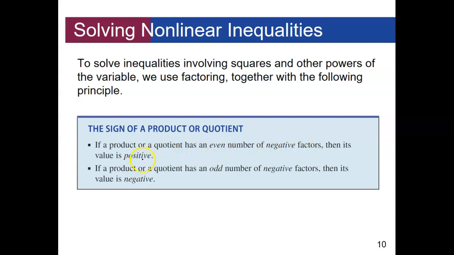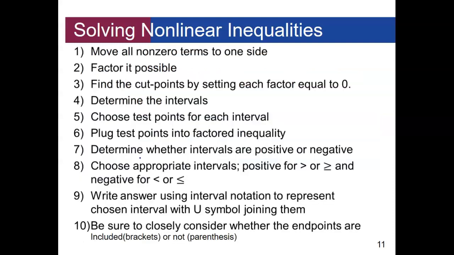That's just saying that two negatives multiplied together give us a positive. Three negatives multiplied together gives us a negative. We're going to be using that concept quite a bit here as we go forward. This is the list, and it is kind of a long list that we're going to go through. We're going to do several examples, so I think you'll understand these steps as we move forward.